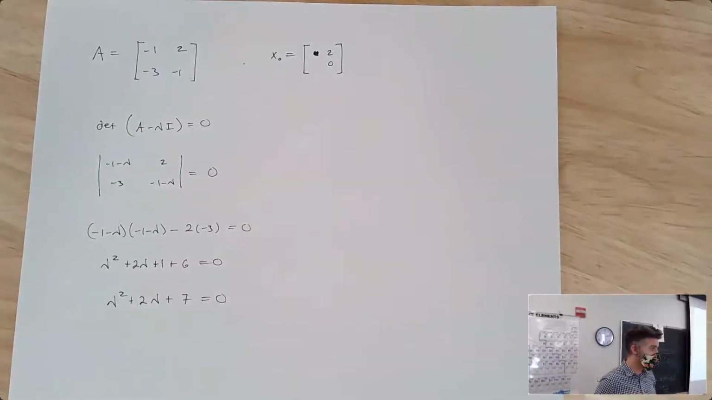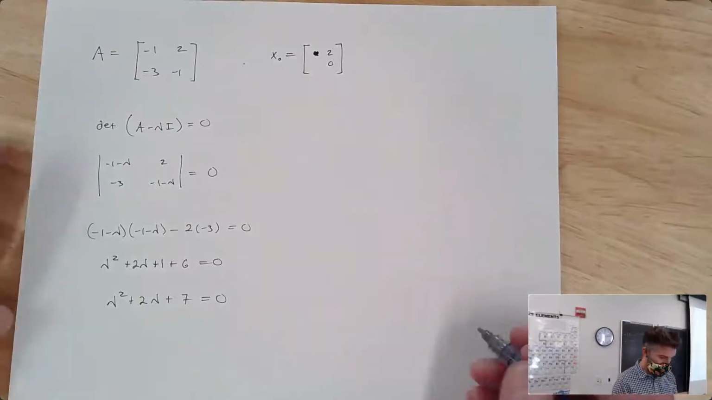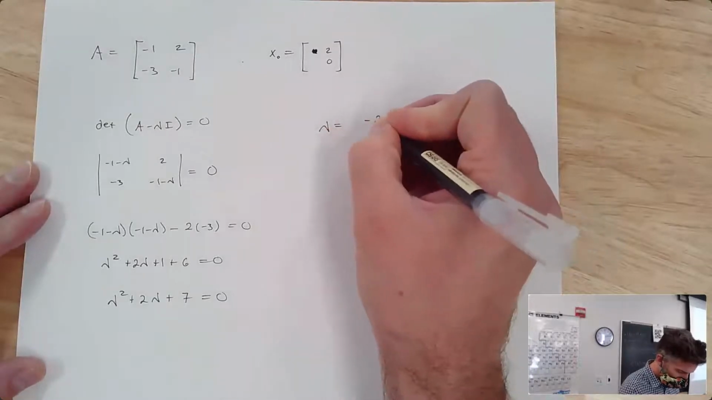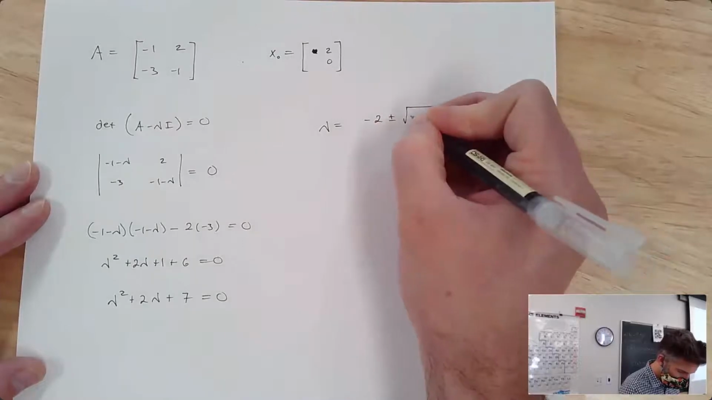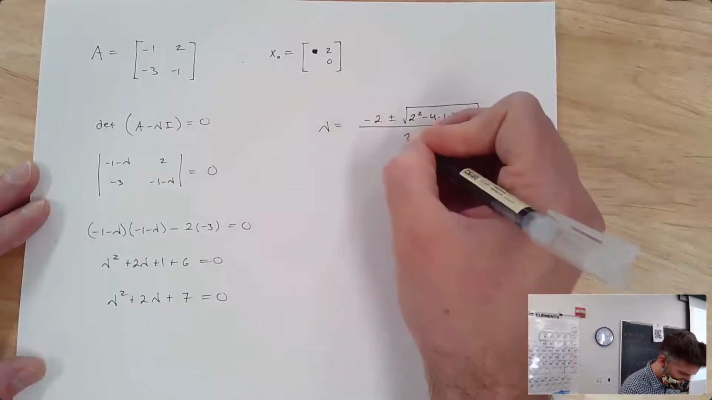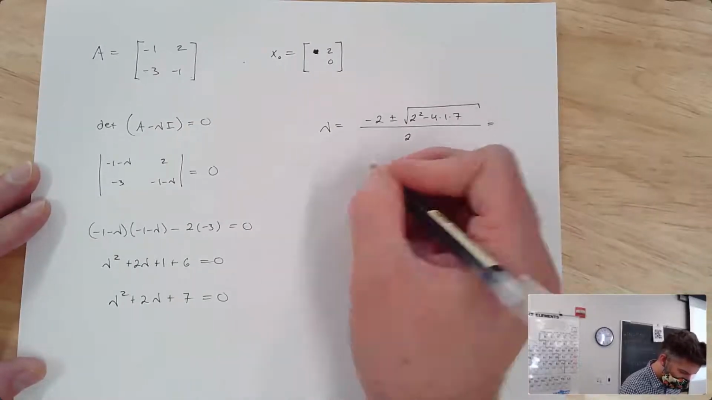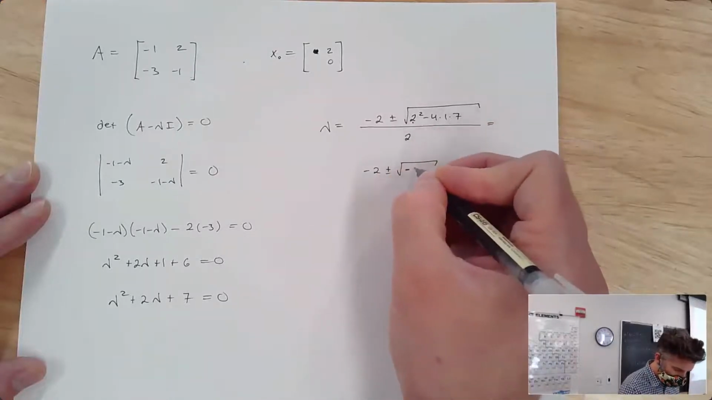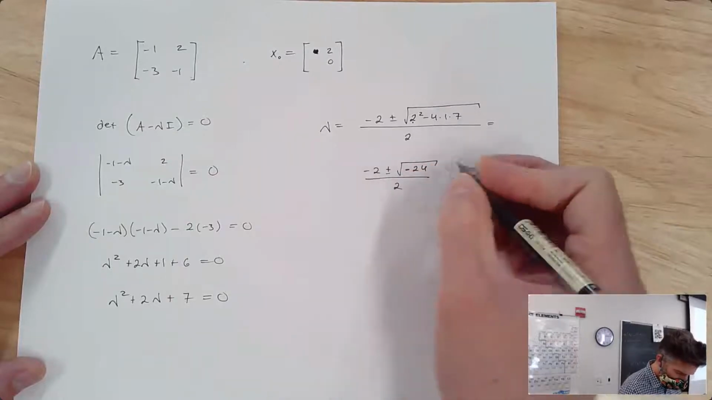Okay, not pretty. So we definitely can't factor that, right? I think they've made this one as obviously unfactorable as possible, because there's no way you can multiply to 7 and add to 2, at least not with integer numbers. Let's go ahead and use the quadratic formula. So our eigenvalues are going to be negative 2 plus or minus the square root of 2 squared minus 4 times 1 times 7, all over 2. Which is going to give me negative 2 plus or minus the square root of 4 minus 28, which is negative 24.